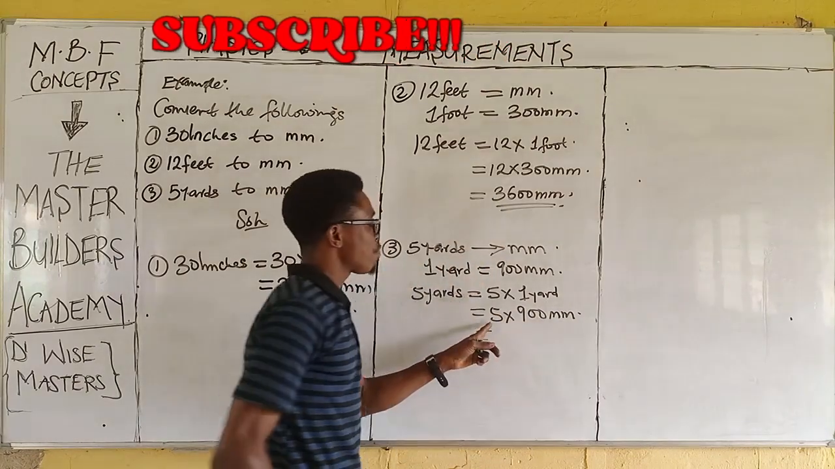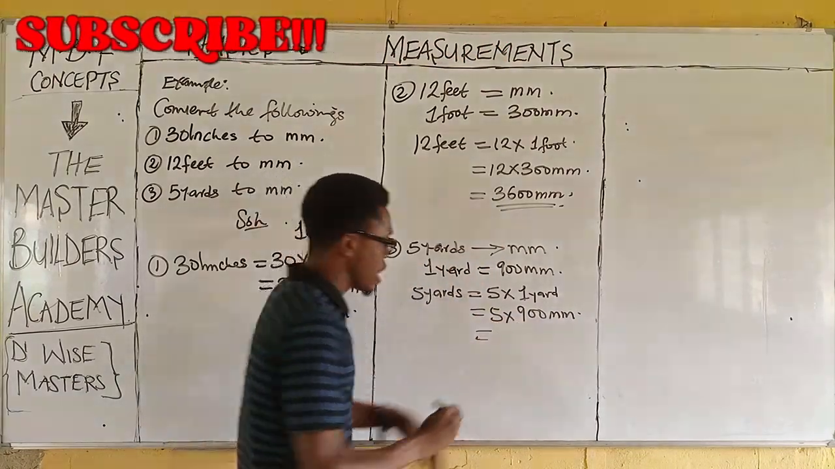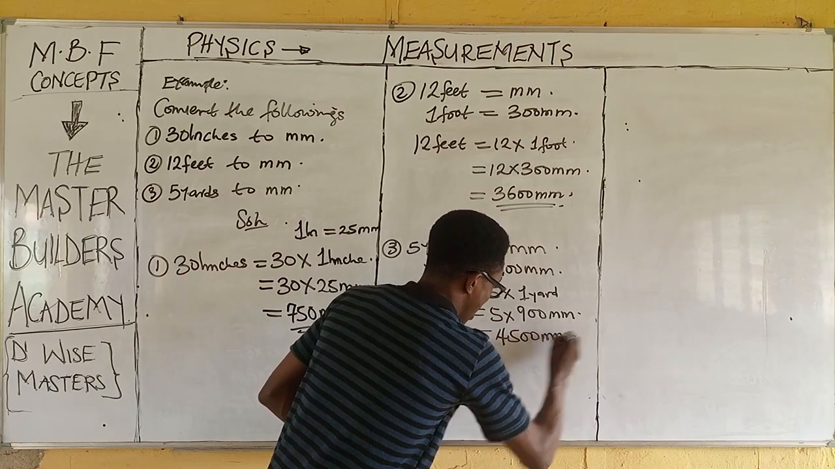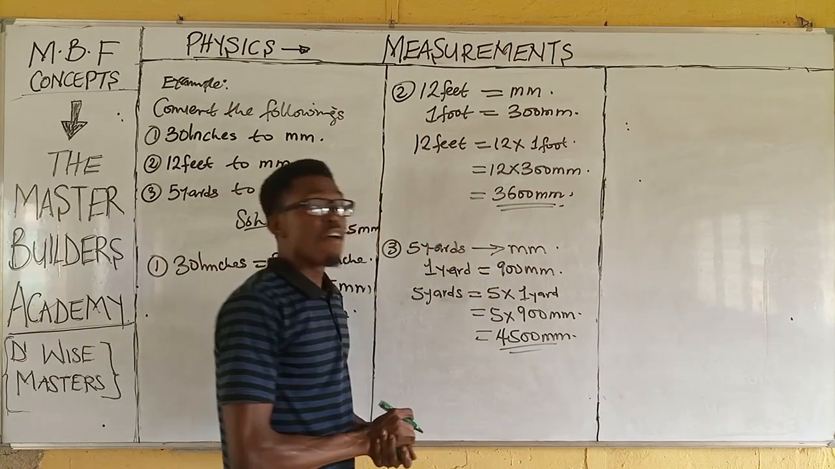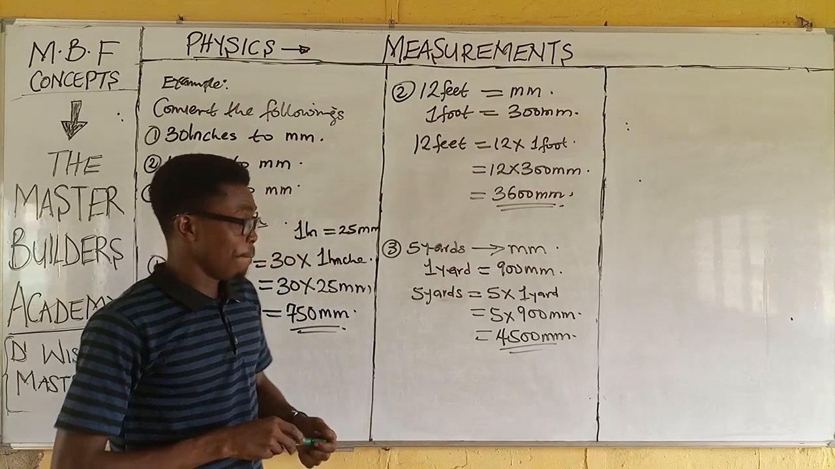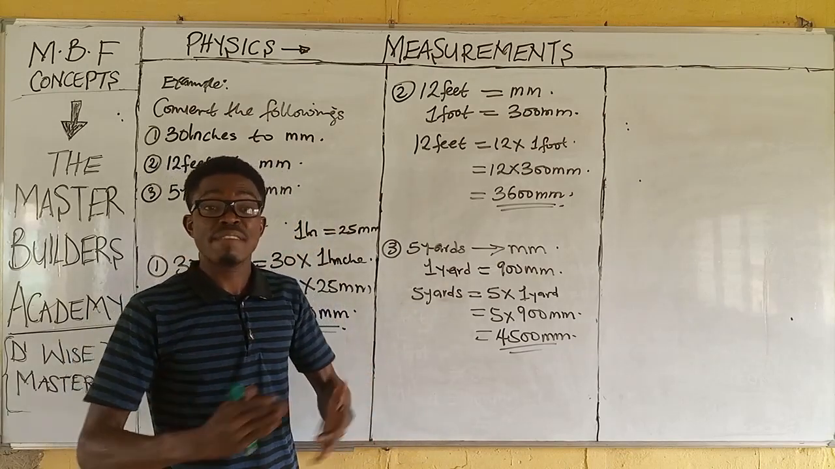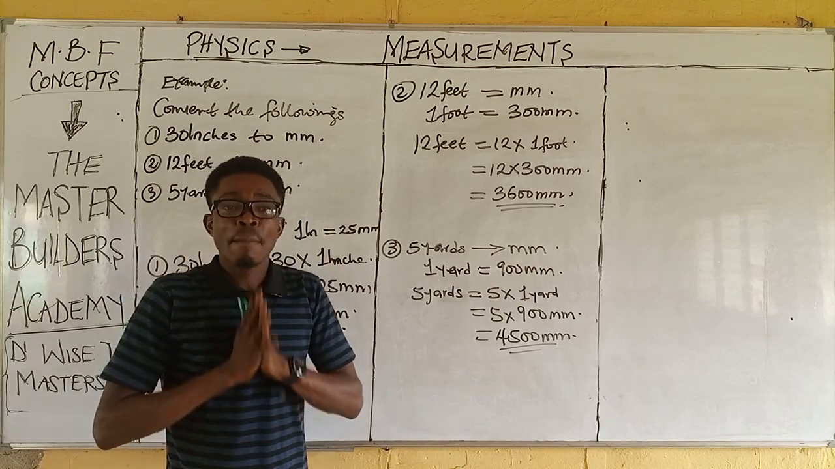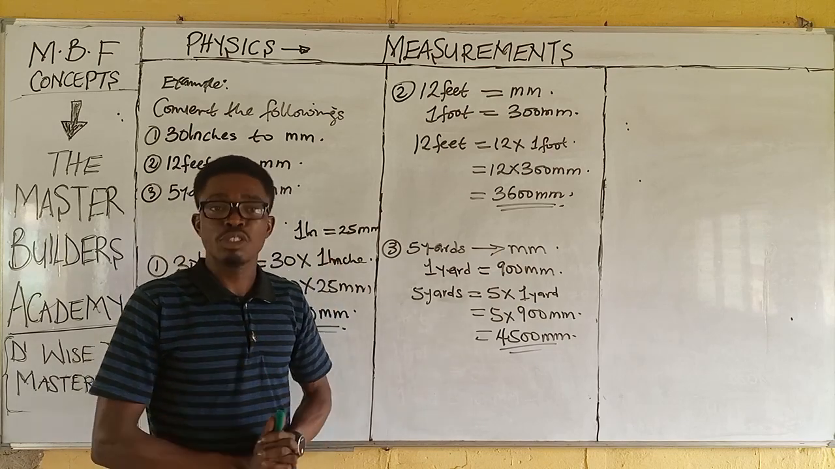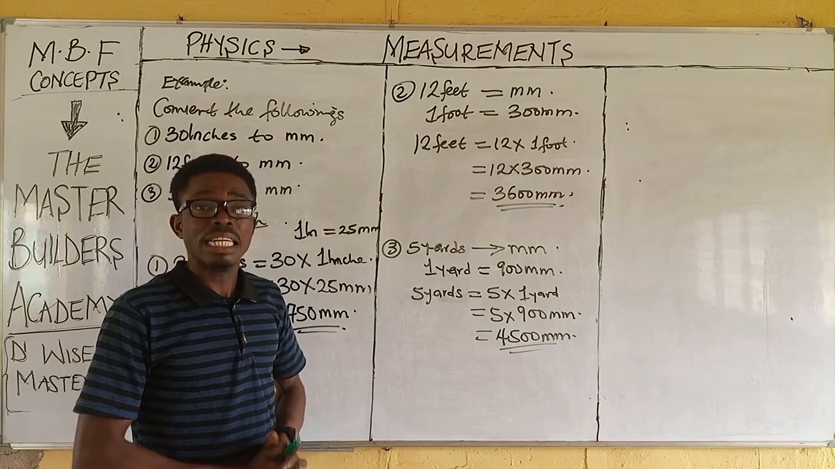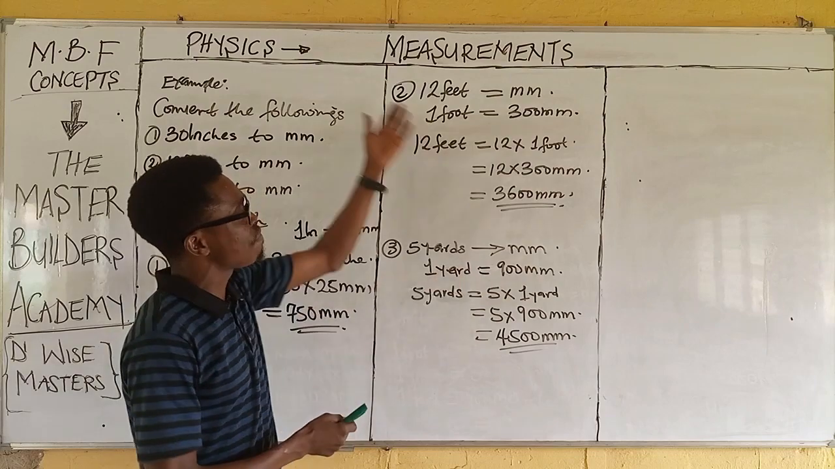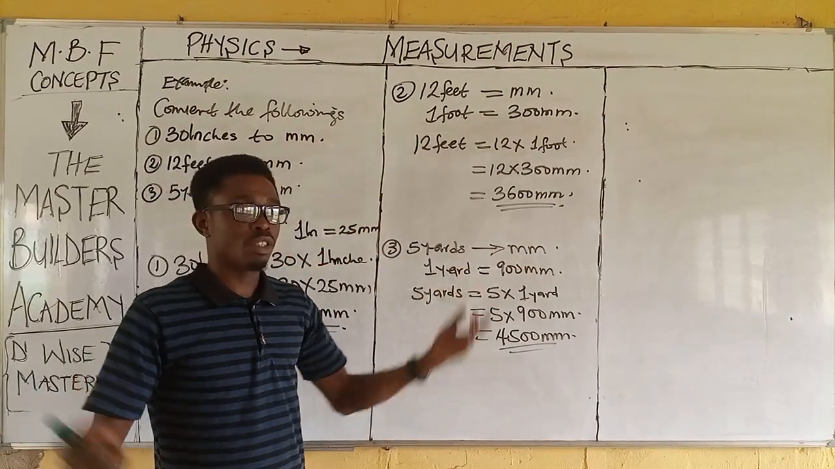Which we have this. And now, 5 multiplied by 9 is 45. Then we add our zeros, we have this as 4,500 millimeters. So guys, it is very, very easy to convert from imperial unit to what? The metric unit, if you understand their relationship. Now, I want you to understand their relationship very well. Then you can take any values of your choice and you can do the same.